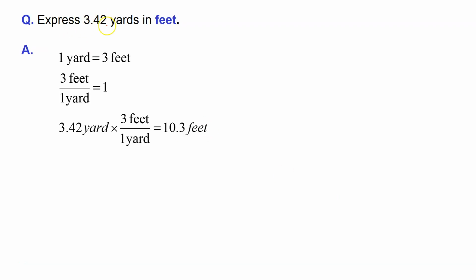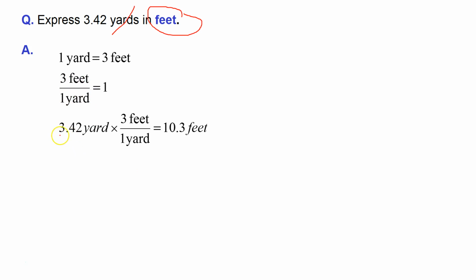So we follow the same principle when we're doing conversions within the English system of units. It says express 3.42 yards in feet. I need to find the equivalency that relates yards and feet. So I look it up in my book and it says 1 yard equals 3 feet. I want to get rid of yards and end up with feet. So the conversion factor that I'm going to be using has yards on the bottom and feet on the top.